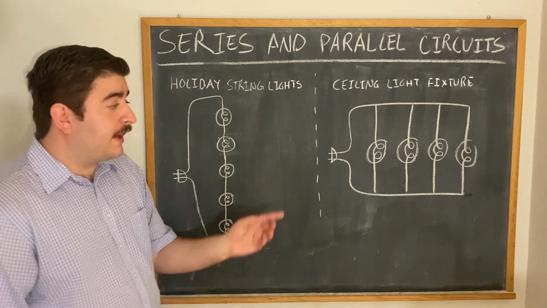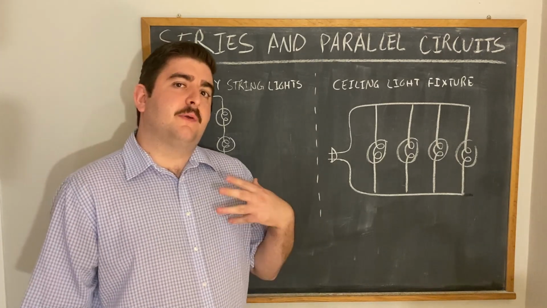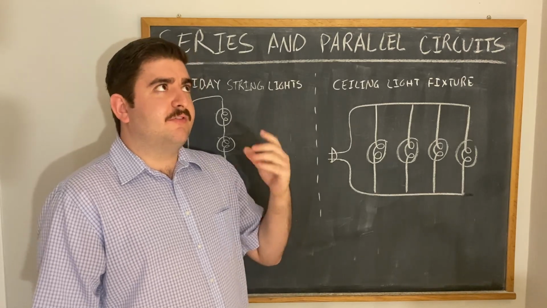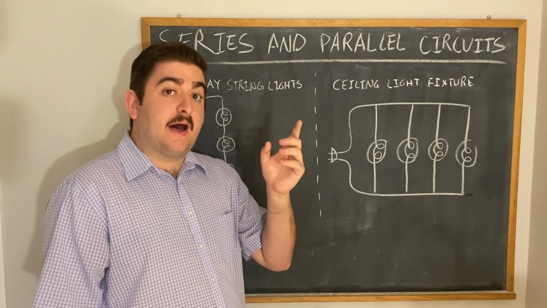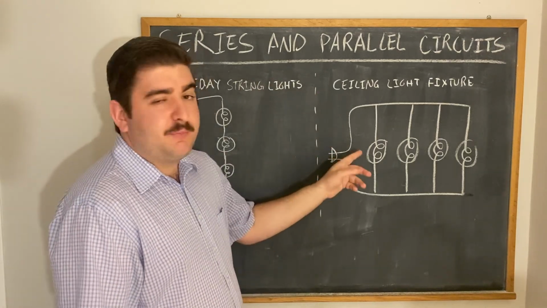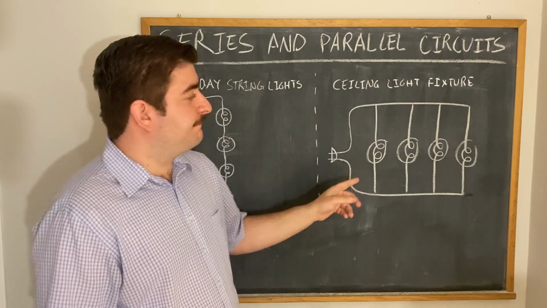On the other hand, you would have a parallel circuit. Say something you have in a ceiling light fixture that has multiple bulbs in it. Have you ever noticed that sometimes one bulb will die, but the other two or three, they'll still be working fine? That's because those fixtures are wired in parallel.